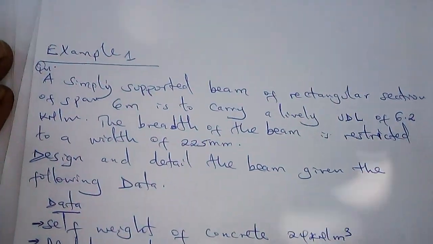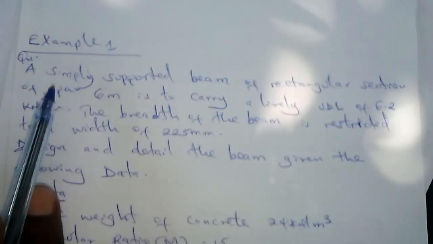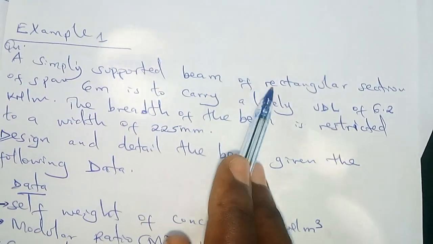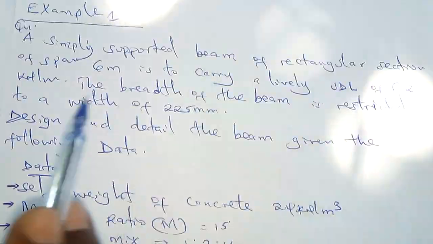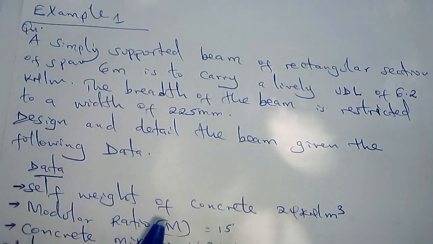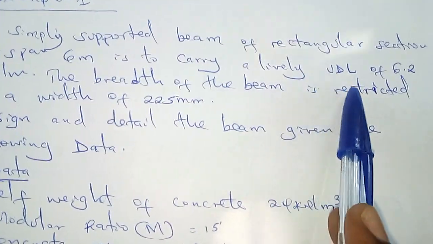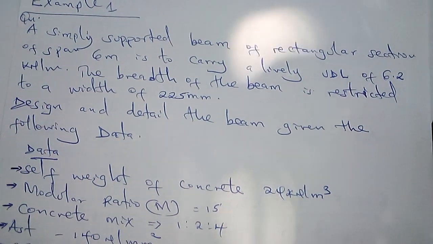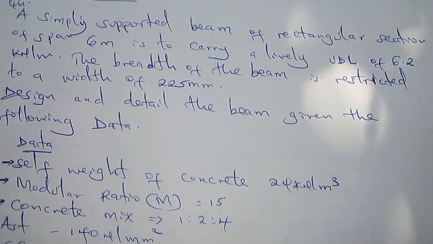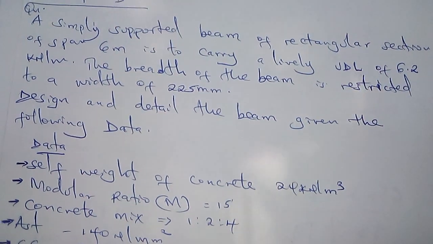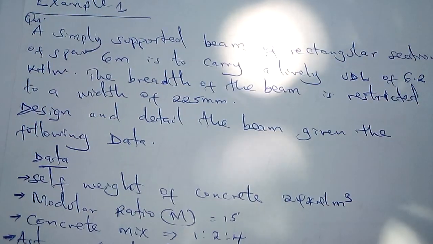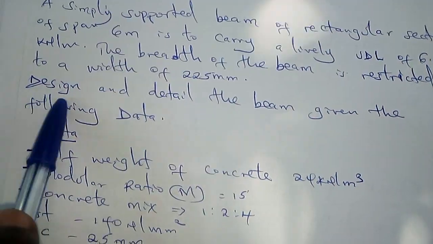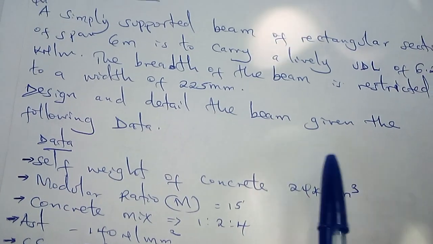An example of a question under beam. Example 1: A simply supported beam of rectangular section of a span 6 meter is to carry a live UDL of 6.2 kilonewton per meter. The breadth of the beam is restricted to a width of 225 millimeter. Design and detail the beam given the following data.